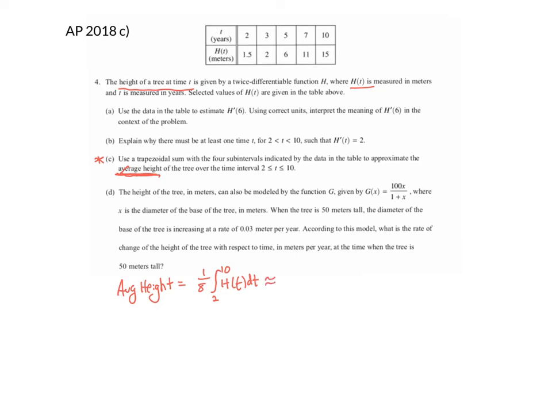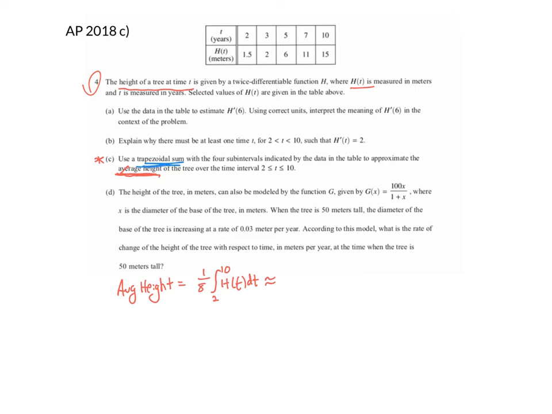If you didn't know that, you can still get some points from this problem by setting up a trapezoidal sum and just doing your best with the information that you have. Every single time they will tell you trapezoid sum, right Riemann sum, left Riemann sum, and if you set that up at least, then you will get some of the points for that. So let's set up this trapezoidal sum. Keep in mind that this is a number 4, and that makes it a no calculator problem. So let's just set up the trapezoidal sum and see what we get.